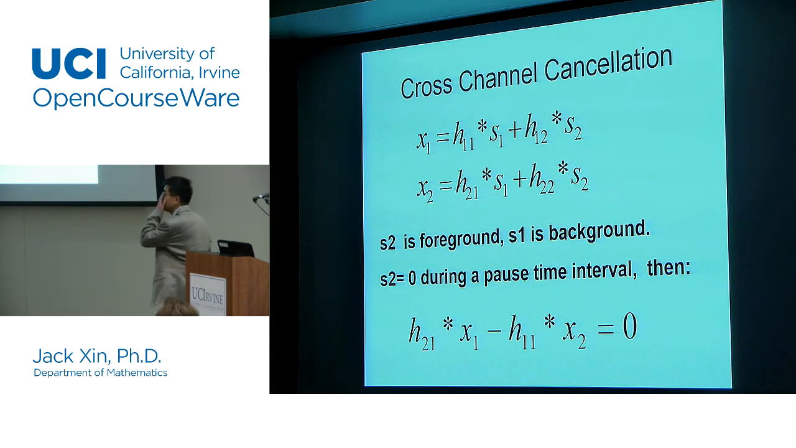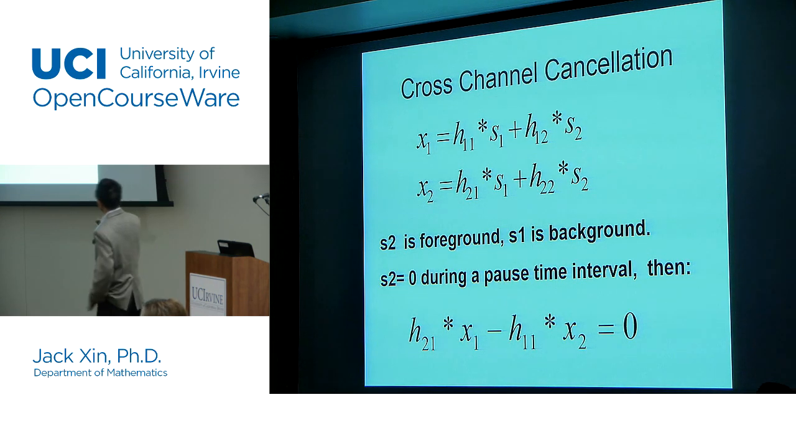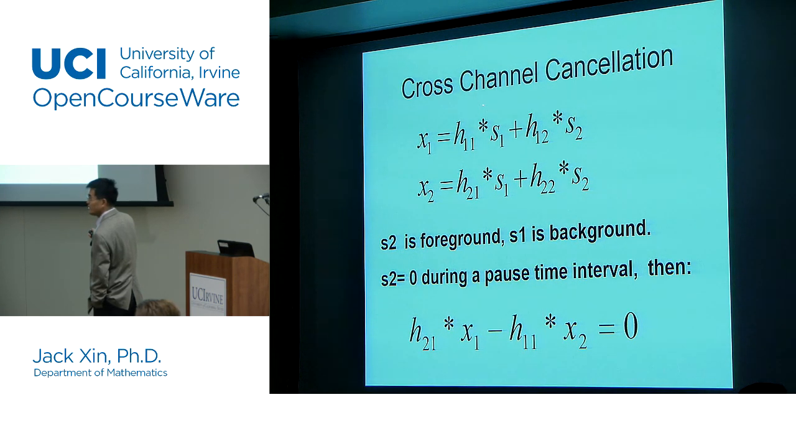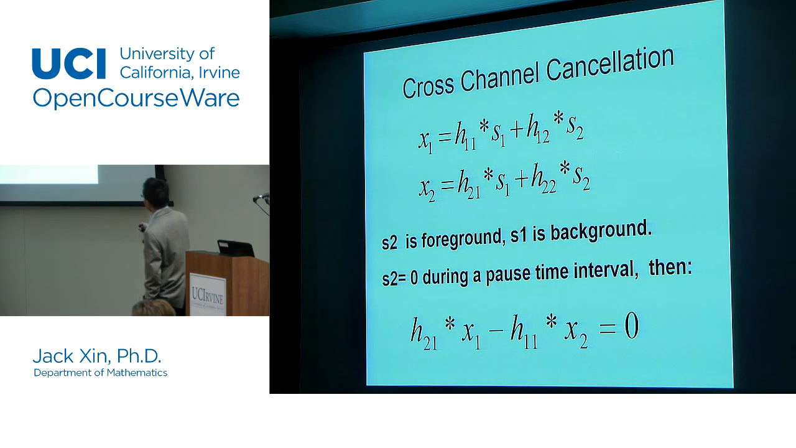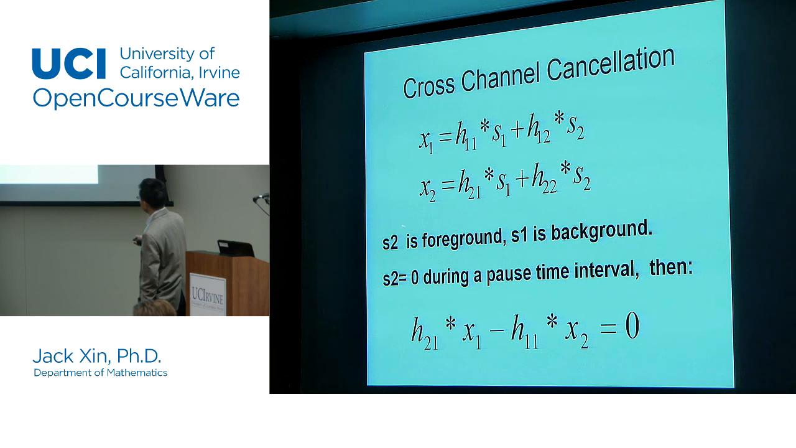Okay, so I'd like to show you a good math trick. Suppose we have two ears. So x1 is equal to, and I use a star as a shorthand for the convolution, H11 convolved with s1 plus H12 convolved with s2. So you get this 2x2 system with convolution. What we do is, let's suppose s2 is the foreground, s1 is the background. We're going to separate the foreground from the background.